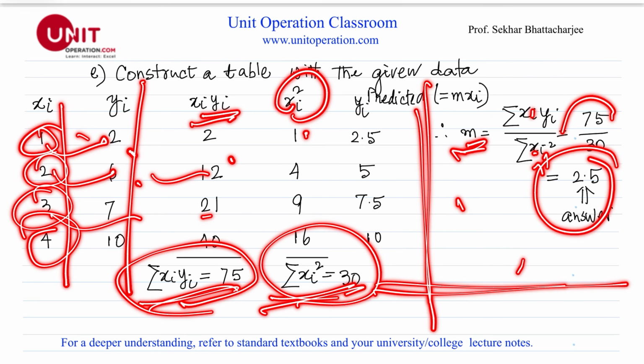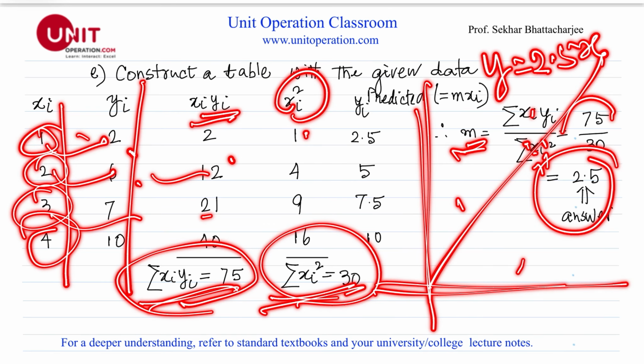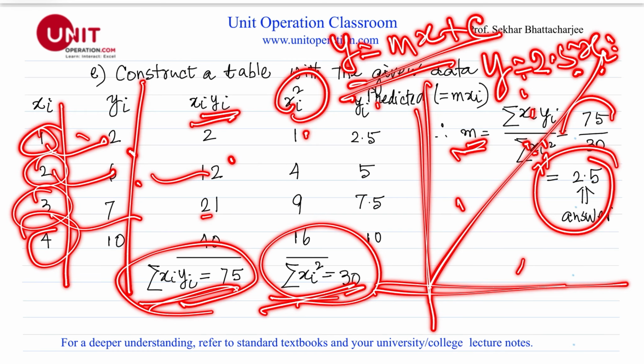So for this one, the equation will be y is equal to 2.5 times x, or y is equal to 2.5 times xi for each data point. Normally, we put mx plus c. That of course is a slightly different type of equation that resolves.